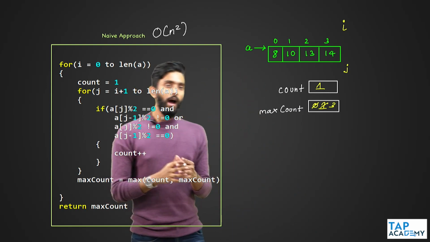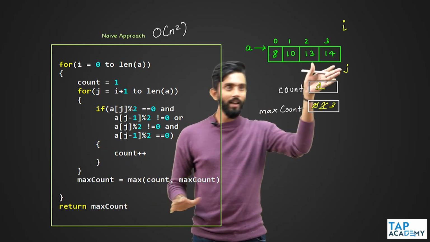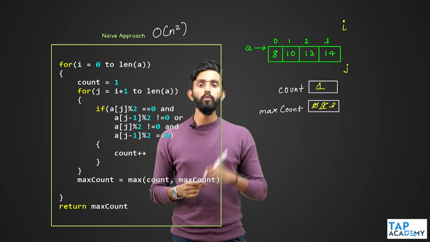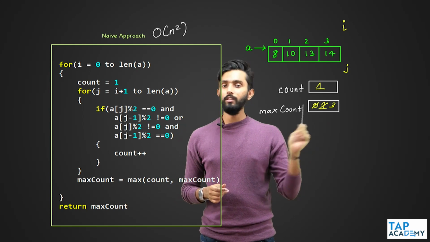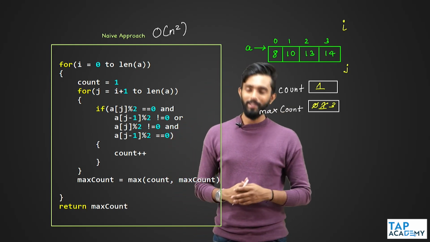So can we at least bring it down to n? Instead of having another loop inside, in one iteration itself, we'll be able to find the maximum length. I hope you're able to think. Can we do that? Of course we can. How to do it? Let me show you.